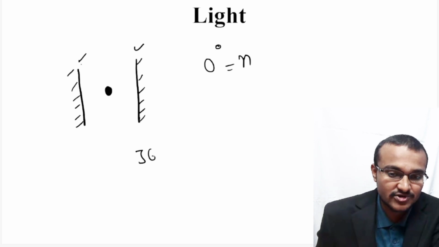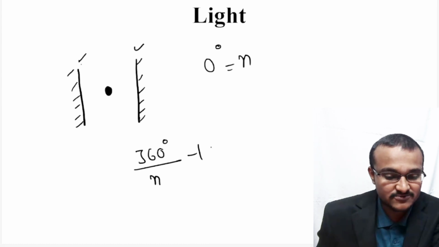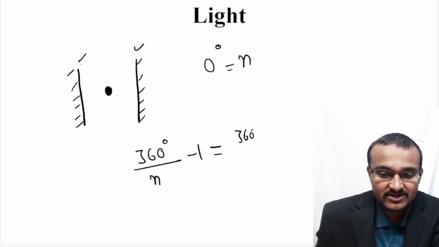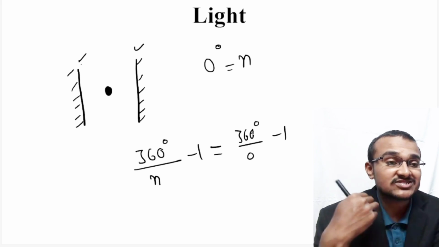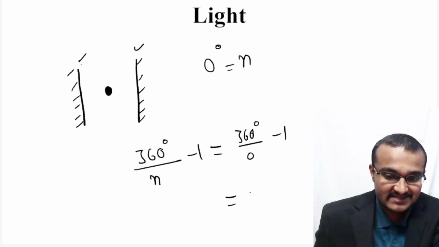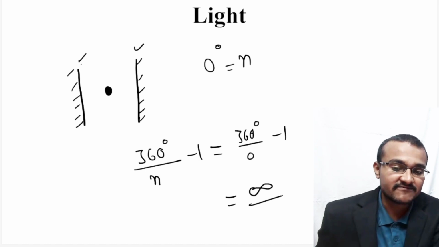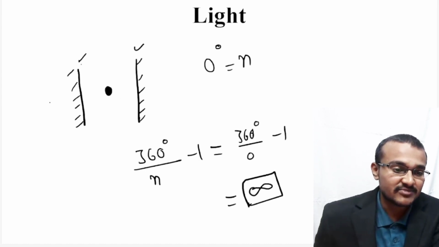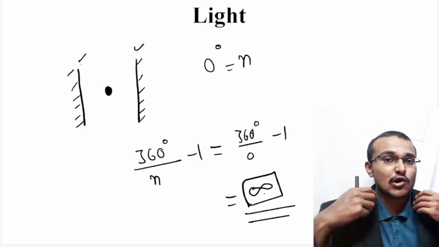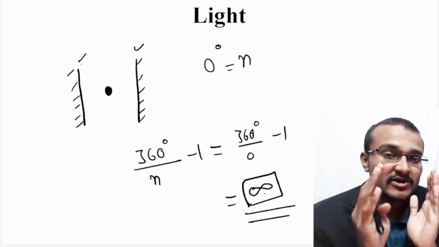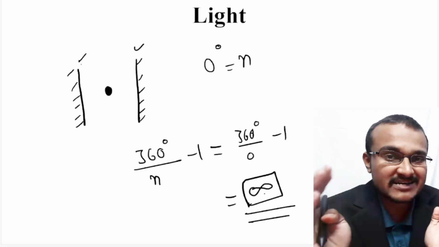Now if you substitute this 0 degrees in this particular formula, 360 degrees divided by n, minus 1, it is equal to 360 degrees divided by 0, minus 1. So always remember, anything divided by 0 is infinite. So here the answer will be infinity. That means the multiple reflections taking place in between these two mirrors will be infinite. There will be a lot of reflections taking place between these two mirrors. So there will be lots of multiple reflections happening.